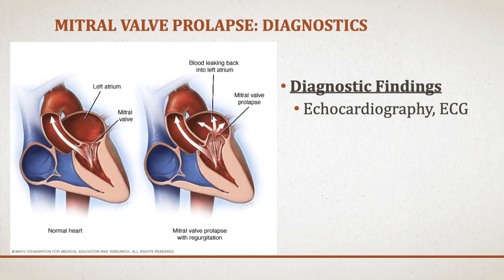So the echocardiogram shows the abnormal movement of mitral valve leaflets during systole, and it can assist in the diagnostics of mitral valve prolapse. And you're going to use that along with clinical symptoms that the client presents with to make your diagnosis.